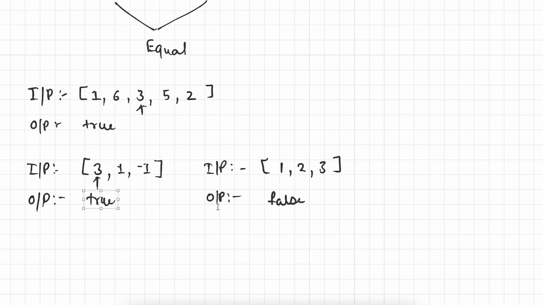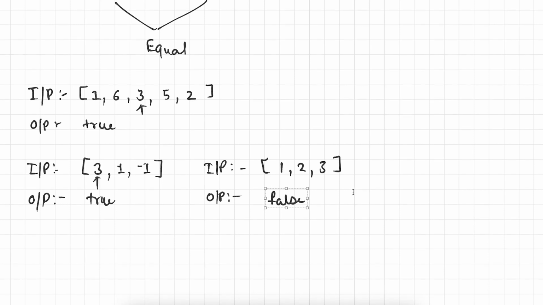Let's see the next example. In the next example, the array is given as 1, 2, 3, and if you observe this array, there is no equilibrium point in it. If you consider 1, then on the left of 1 the sum of all the elements is 0, but on the right the sum of elements is 5. If you consider 2, on the left side the sum is 1 and on the right side the sum is 3. And if we consider 3, on the left of it the sum of elements is 3 and on the right of it there are no elements, so the sum becomes 0. So you can see that there is no equilibrium point in this array. That is why the output is false.